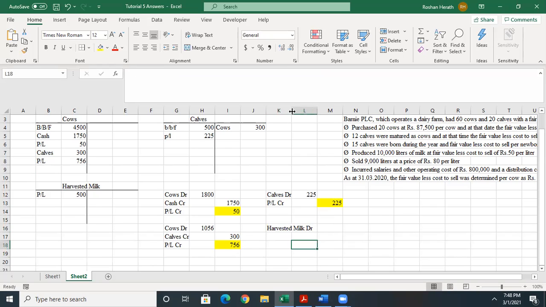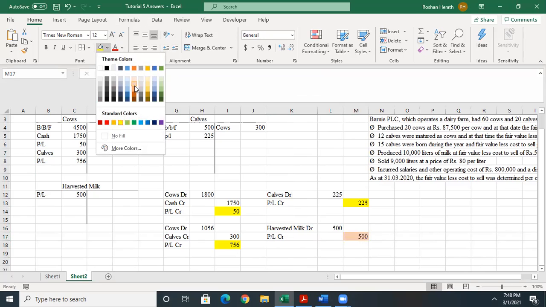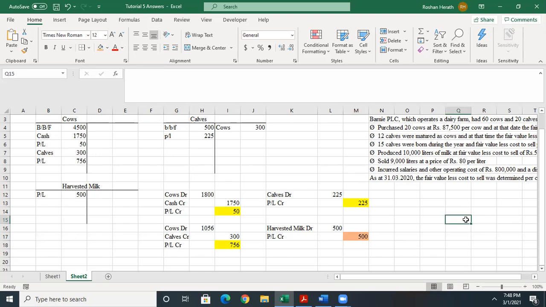How much? It's going to be 500. And for the P&L, it goes 500. Take on a harvested milk wallet, entire thing, agricultural produce. You need to initially measure them at fair value less cost to sell. As a result of that, you have recognized a gain over there. It's about agricultural produce. Let me use a different color for that.